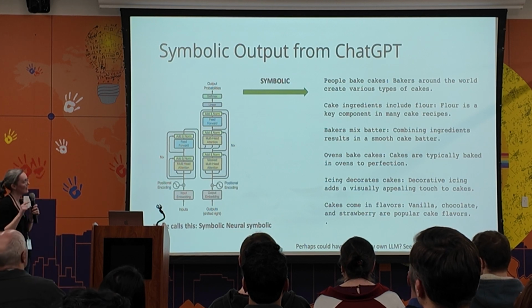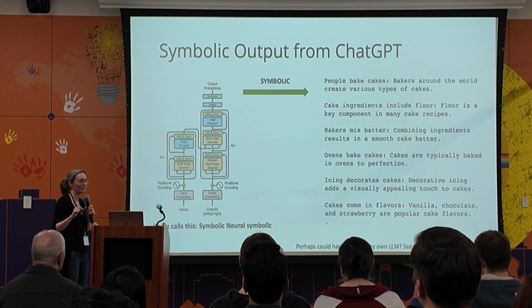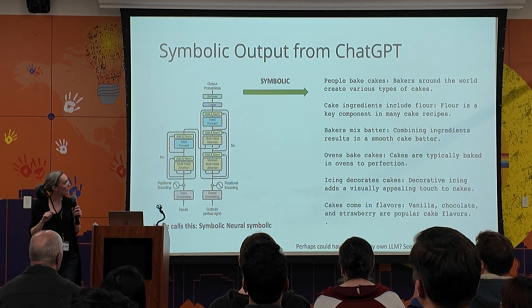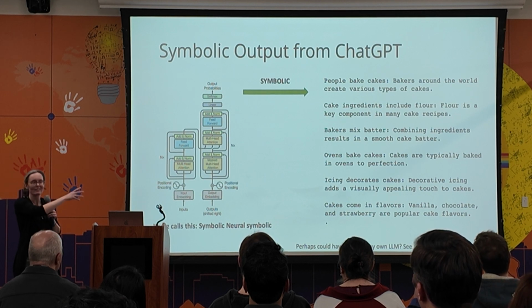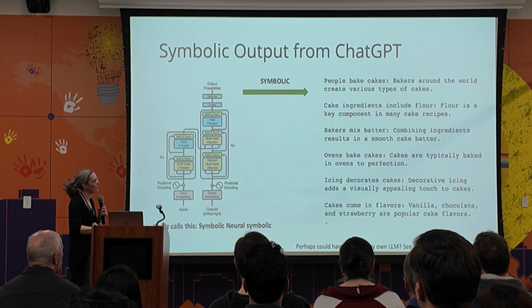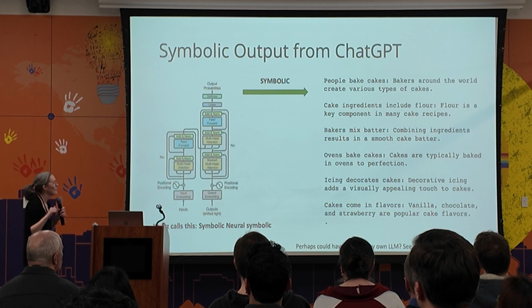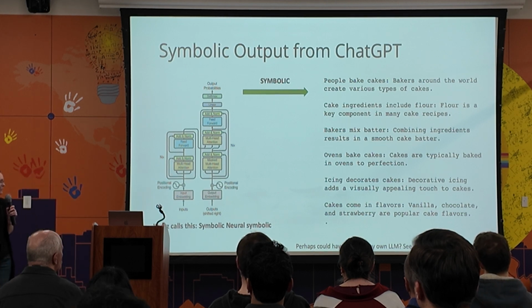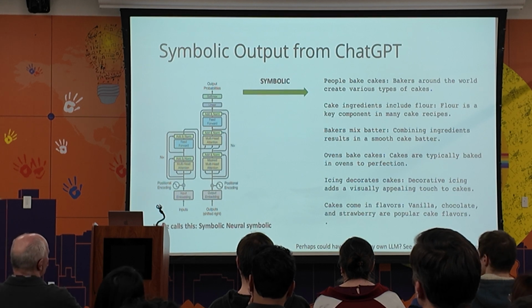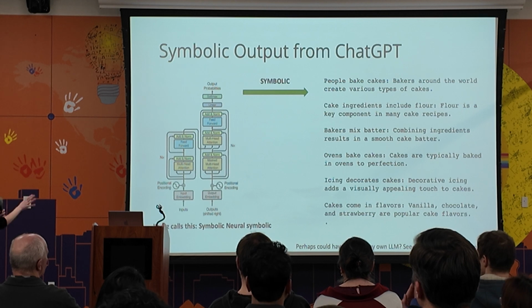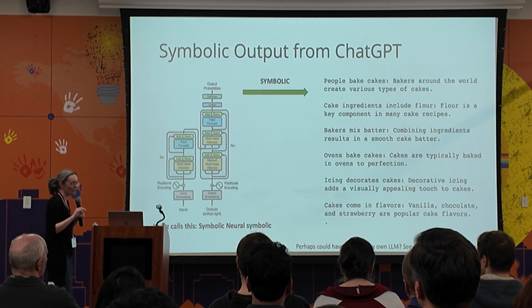And you'll notice it didn't do quite what I wanted it to do. It did try. People bake cakes. Cake ingredients include flour. Then it felt the need to give me some more interesting information, but that's okay. That's why I had to do my little bit of hacking. And by the way, what I've done to this point would be considered a symbolic neural symbolic architecture. Not that exciting. This is why I say you've all kind of been doing this already, but that's a very vanilla way of thinking about this.